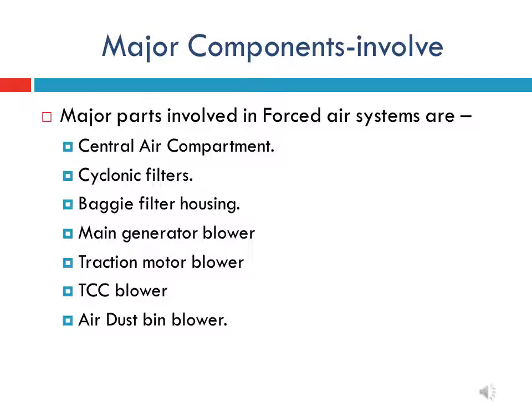In the forced air system, the following major components are involved. One is the centralized air compartment, second is the cyclonic filters, third is the baggy type filter housing, fourth is the main generator blower, fifth is the traction motor blower, sixth is the TCC blower, and the air dustbin blower. So let us discuss them one by one in different slides.